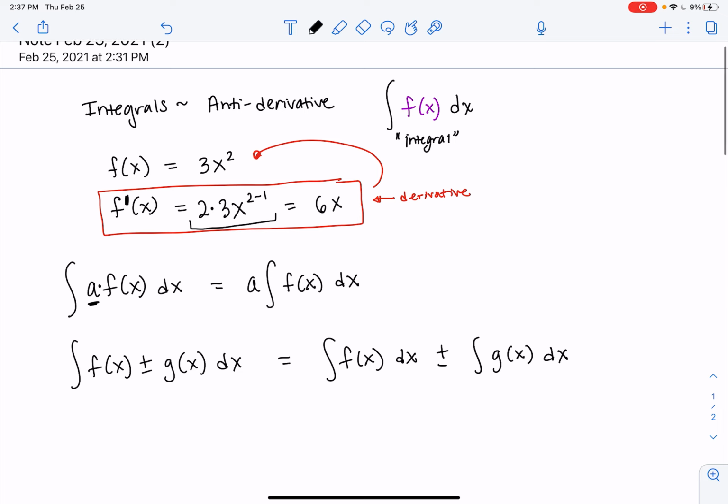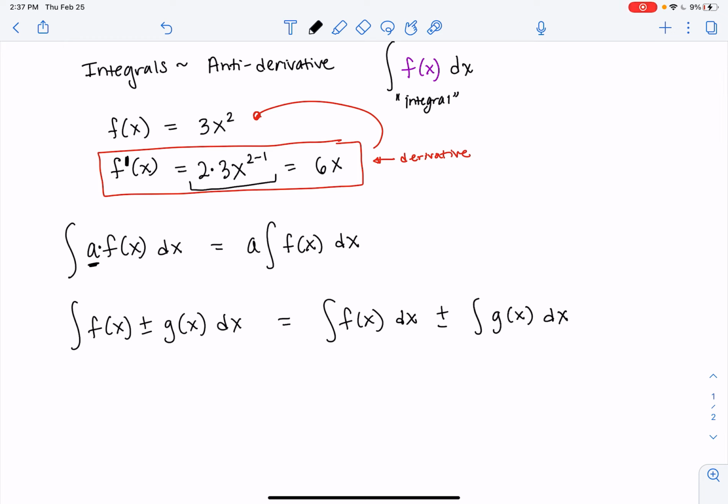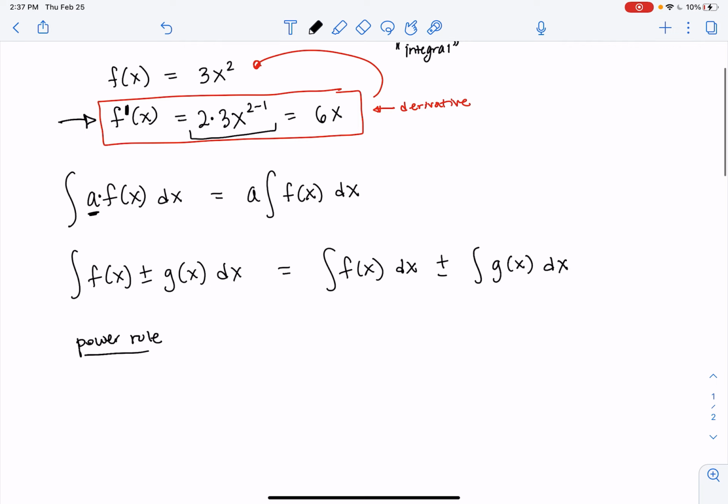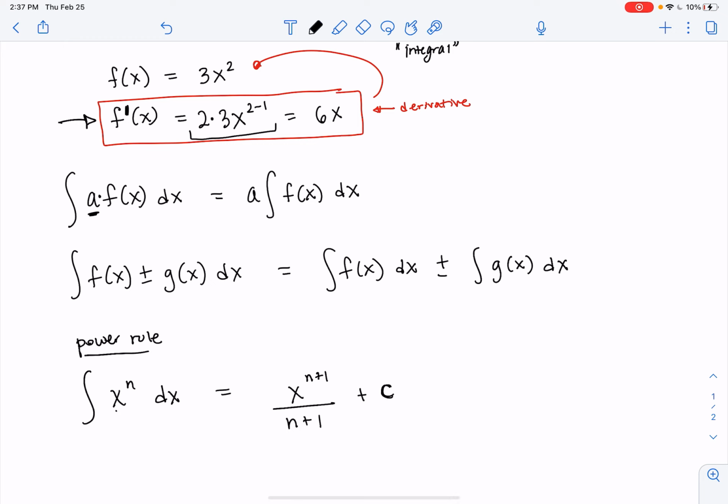Okay, so let's put those two pieces together and do an example. Let's actually try to antiderive 6x. There is a very powerful rule for antiderivatives called the power rule, and it says that if you have the integral of some x to the n dx, so x to any exponent, x cubed, x squared, x to the 1/2 power, the antiderivative will be x to the power of n plus 1 divided by n plus 1. And then for reasons that we won't get into now, we will add a plus c at the end.